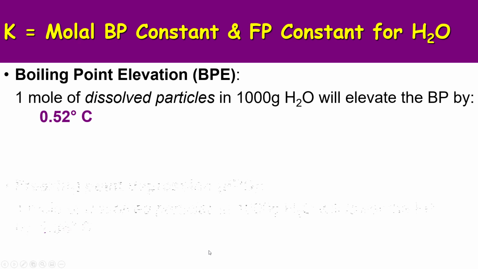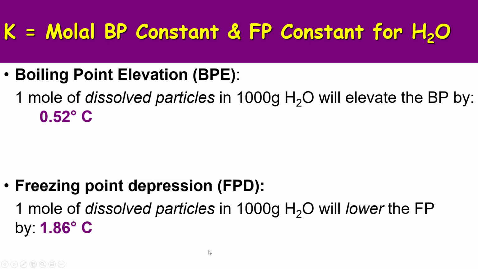So to make that a little clearer to you guys, essentially if you had 1,000 grams of water, which is a kilogram, and we dissolved a mole in it of particles, the boiling point would not be 100 degrees. It would be 100.52. So it would be slightly elevated. If we took the same mole of dissolved particles in the same 1 kilogram of water, that would depress our freezing point by 1.86 degrees Celsius. You guys can see it is far easier to depress the freezing point than it is to increase the boiling point. All right, let's move on to our calculations.